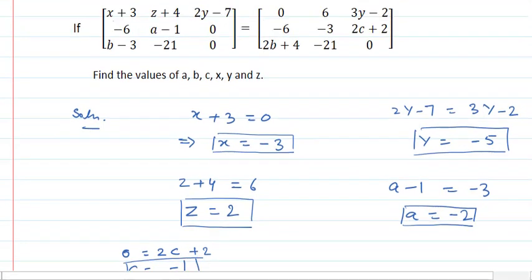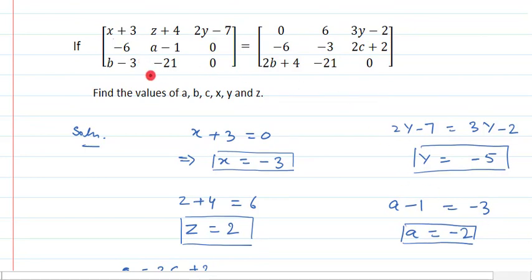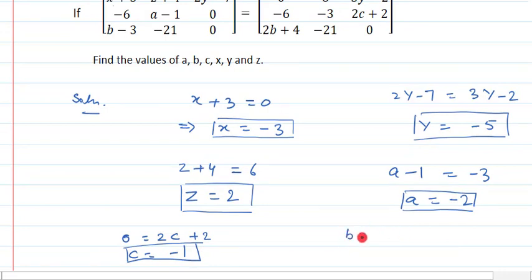Next, we need to find the value of B. C we have already found. Now to find the value of B, let us equate the element A31 in both the matrices. So the A31 element is B minus 3 is equal to 2B plus 4. So from here we get B is equal to minus 7. And the other two elements, minus 21 and 0, correspond to each other and are equal.